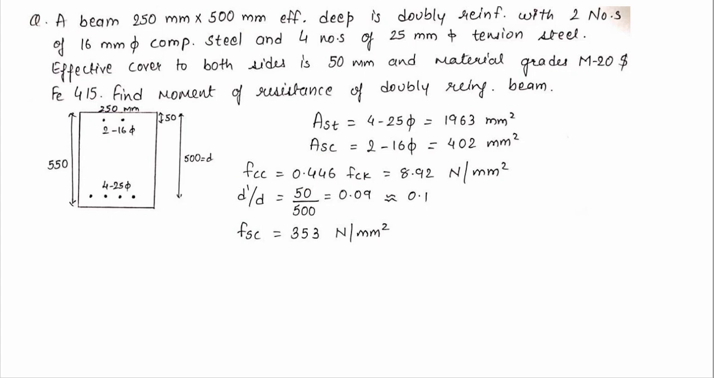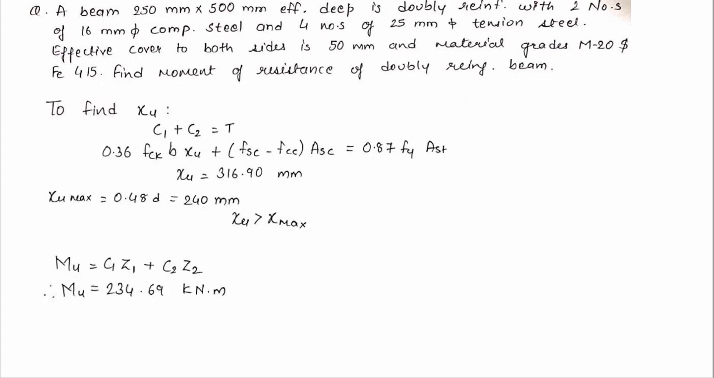Moving further, now we will be finding the value of XU and then relating it with XU max. So XU can be found out from the equation of equilibrium, that is C equal to T. Again substituting the values here, the only unknown, that is XU, can be calculated from this equation. The value comes out to be 316.90 mm.